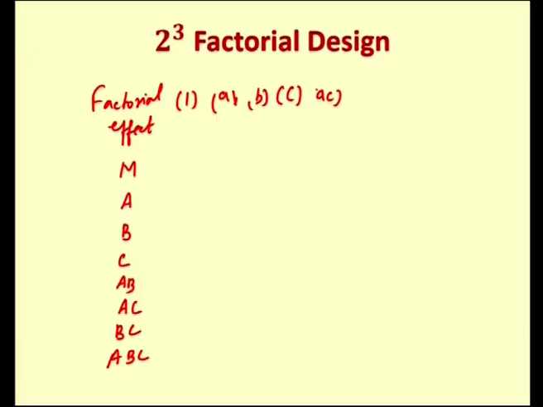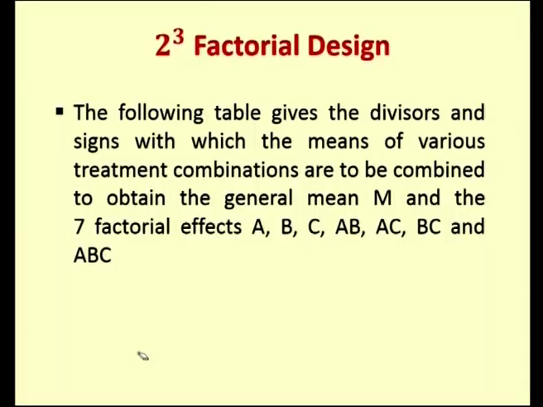And the entire statistical analysis will be given in the form of a table called the ANOVA table. As in the other designs, it consists of 5 columns. The following table gives the devices and signs with which the means of various treatment combinations are to be combined to obtain the general mean M and the 7 factorial effects A, B, C, AB, AC, BC and ABC. So, this is similar to the table we did in the case of the 2 power 2 factorial design.